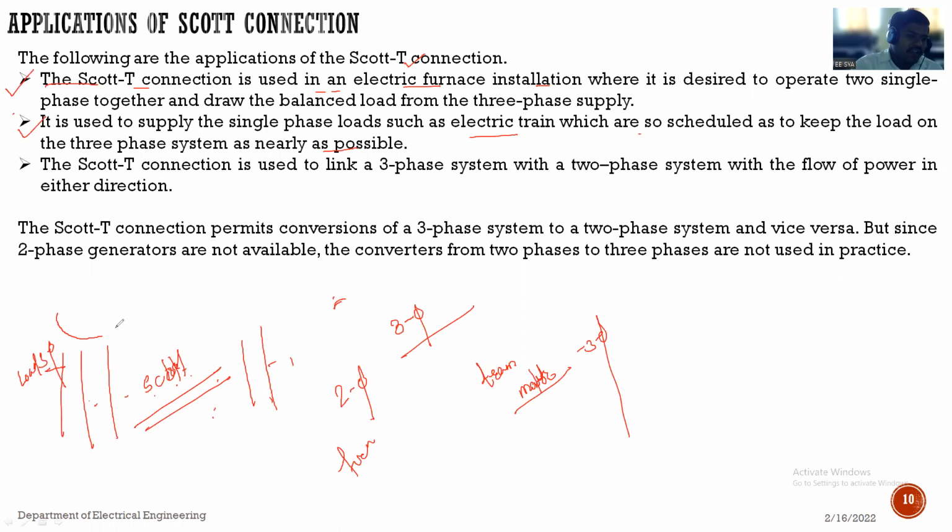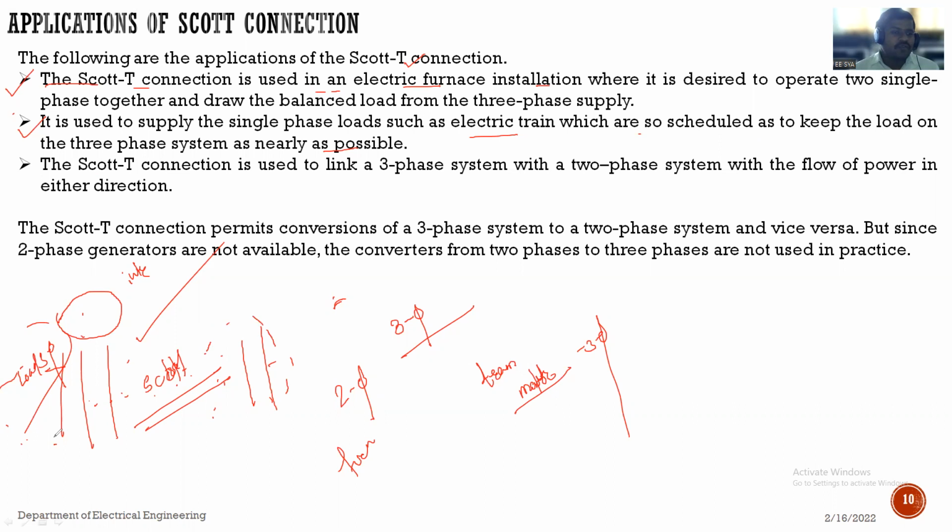Suppose the power from this line gets interrupted. If the power coming from the generator on this side is interrupted, but I want to maintain the continuity of supply of that three phase line, then this power can be transferred by using this two phase system to the three phase system, and from the three phase system to the load, right? That means continuity of supply can also be maintained. So these are the applications. Again, the Scott connection permits conversion of a three phase system to a two phase system, and vice versa, that means two phase system to three phase system.